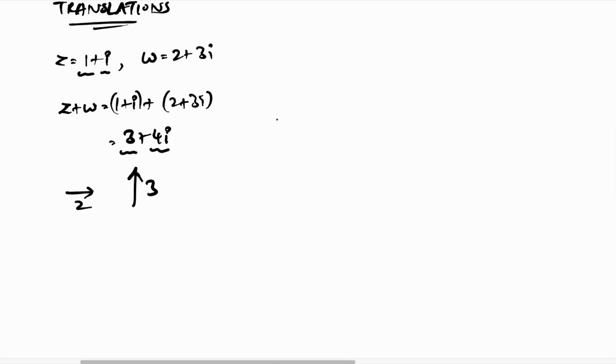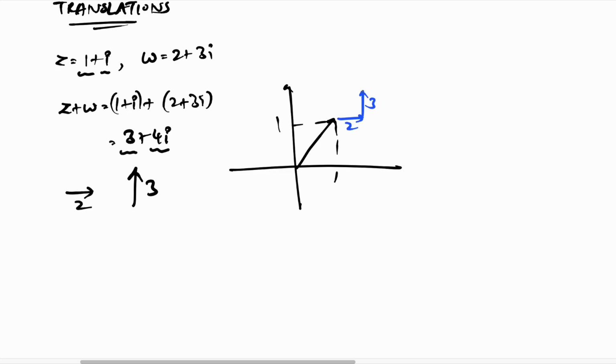So if I want to represent it on a diagram, this is my complex number, which is 1, 1, both real and imaginary part is 1, moving towards the right by 2. So right 2 units, up 3 units. So it has come to a new position here, which is 3 plus 4i. So roughly drawing it here like this. So this is basically translations in complex numbers.